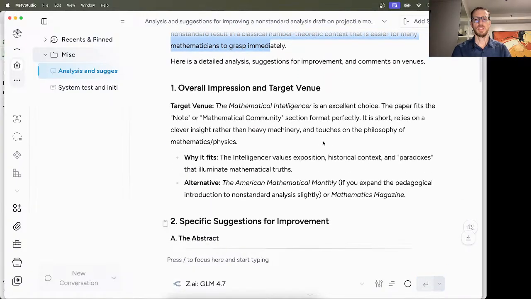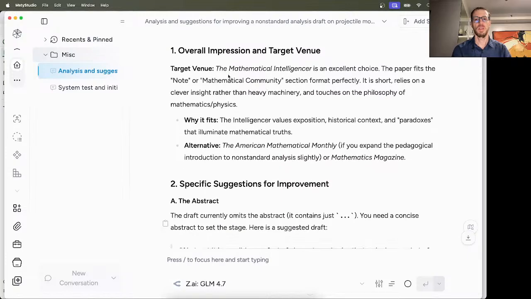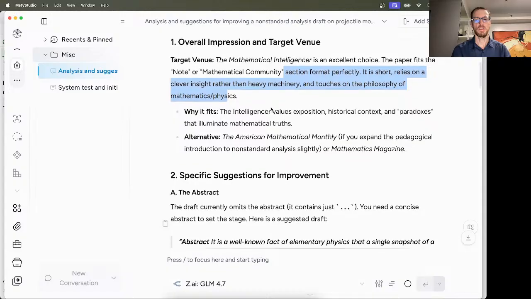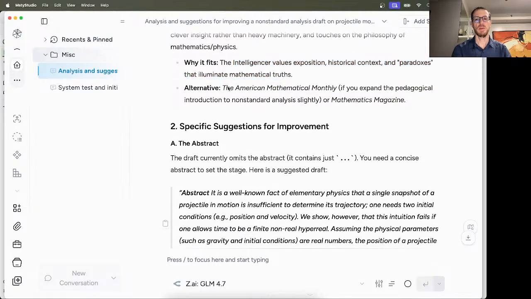Here's a detailed analysis, suggestions for improvement, and comments on venues. Overall impression and target venue: the Mathematical Intelligencer is an excellent choice. The paper fits the note or mathematical community section format perfectly, is short, relies on a clever insight rather than heavy machinery, and touches on the philosophy of mathematics and physics. The Intelligencer values exposition, historical context, and paradoxes that illuminate mathematical truths. Alternative, the AMM. Yeah, sure. Snowball's chance in hell of getting in there. Or Mathematics Magazine.